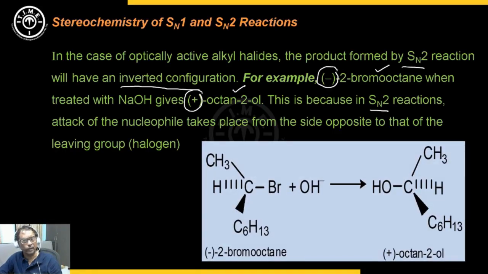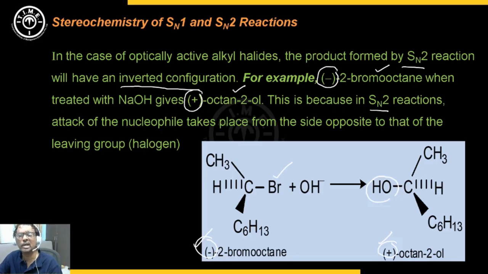But keep in mind, this is a very, very important thing that you need to note: the sign of rotation has nothing to do with the configuration. So it is not that because bromine was here, it is a minus sign of rotation, and because OH has come to the opposite side, it has become plus. It has nothing to do with it. The configuration and sign of rotation are two different things. In this case, it's a coincidence, right? And it's a wrong coincidence. It should not have happened, right?